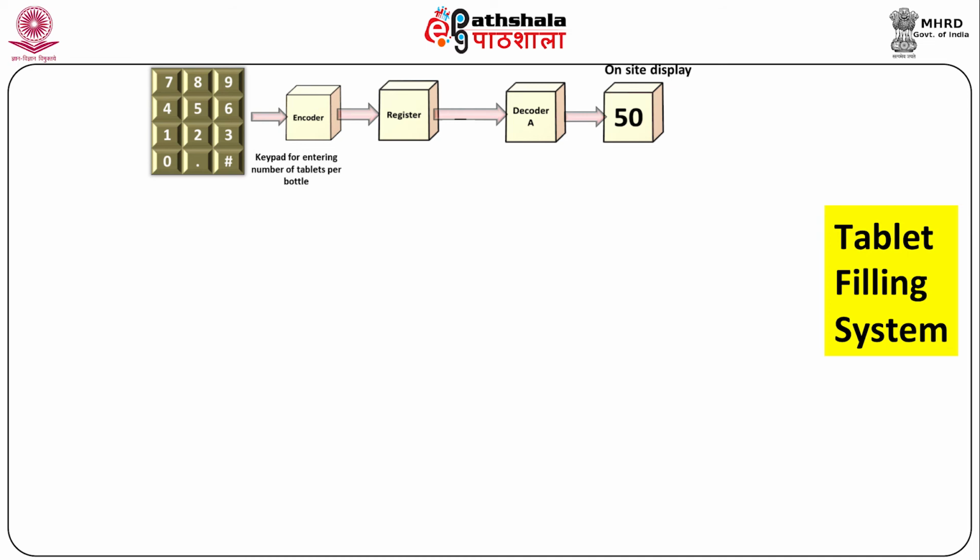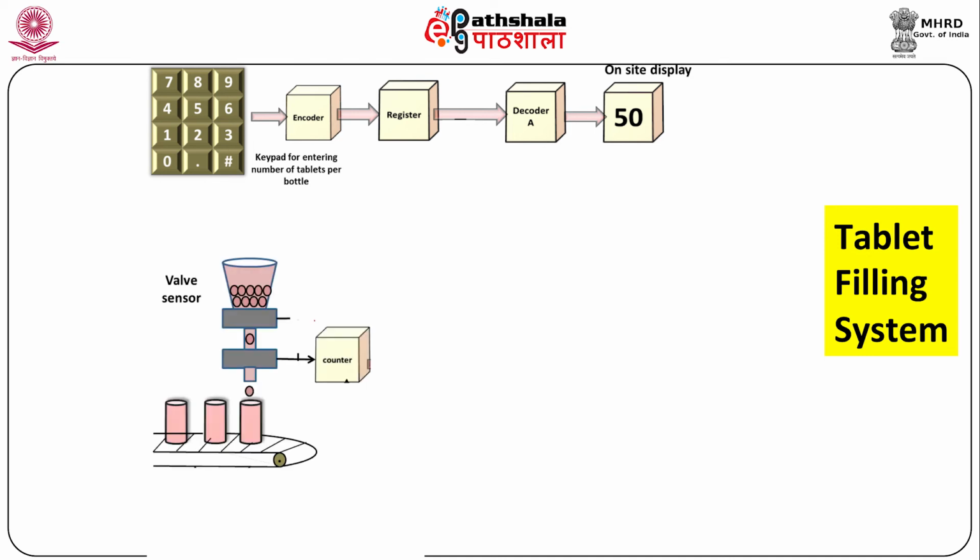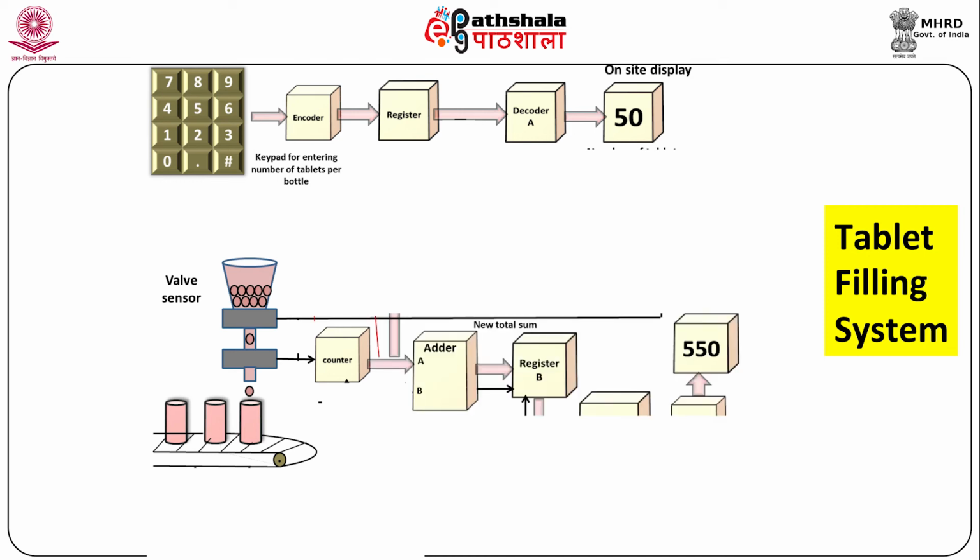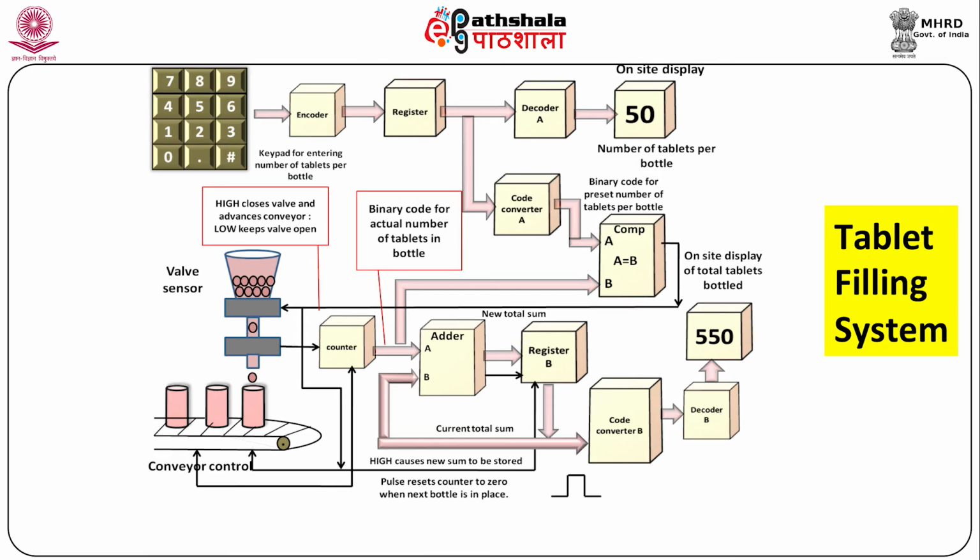Let us now consider the last case study of the tablet filling system. The tablet filling system consists of 4 sections. The first section is a logic section to decide the number of tablets per bottle. The second section is the tablet filling system. The third section is a comparator for comparing the present number of tablets with the set value of the number of tablets per bottle. The last section is for the display of the total tablets bottled so far.